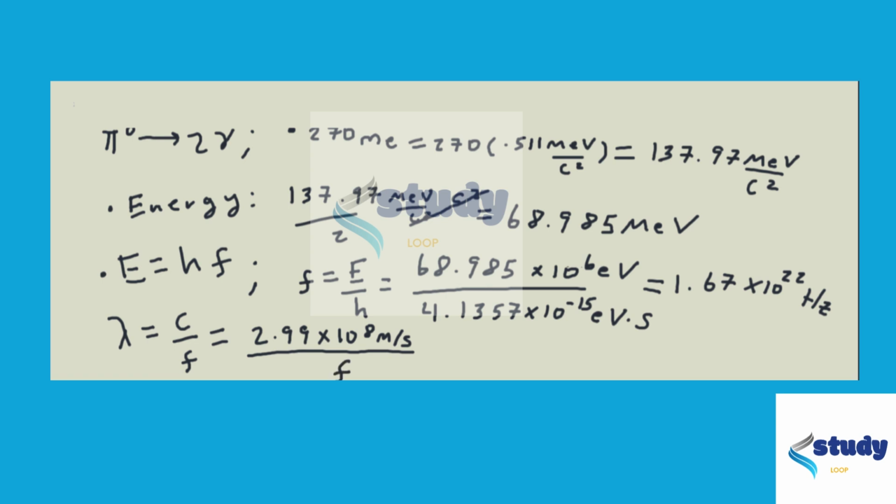Note we have meters per second on the top and frequency in hertz, 1 over a second, on the bottom, so we're going to be left with meters, which physically makes sense. A wavelength is the distance from one wave to the next. It is 1.79 times 10 to the minus 14 meters. Now, what part of the electromagnetic spectrum is this in? Simple. This is a gamma ray, very energetic.